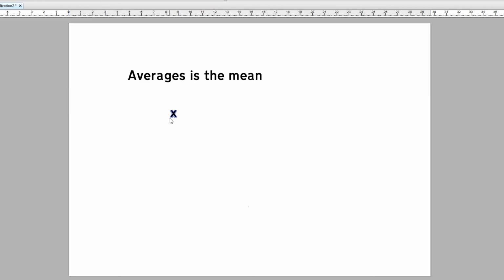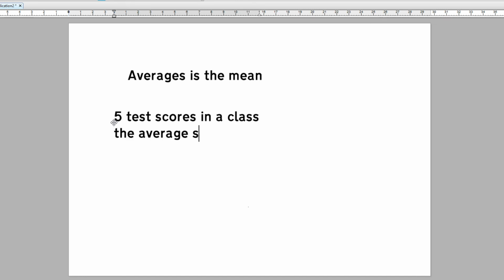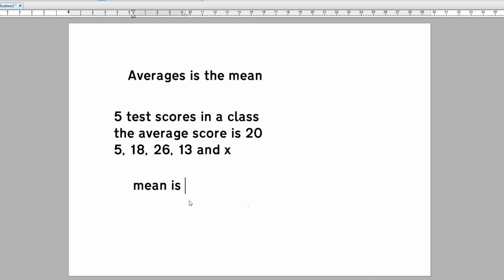So let's say there are 5 test scores in a class. The average score is 20. Okay, here are 4 of the scores: 5, 18, 26, and 13. And x. Find x. How you would do this is you do 20 times 5, because we know mean is total values over count.